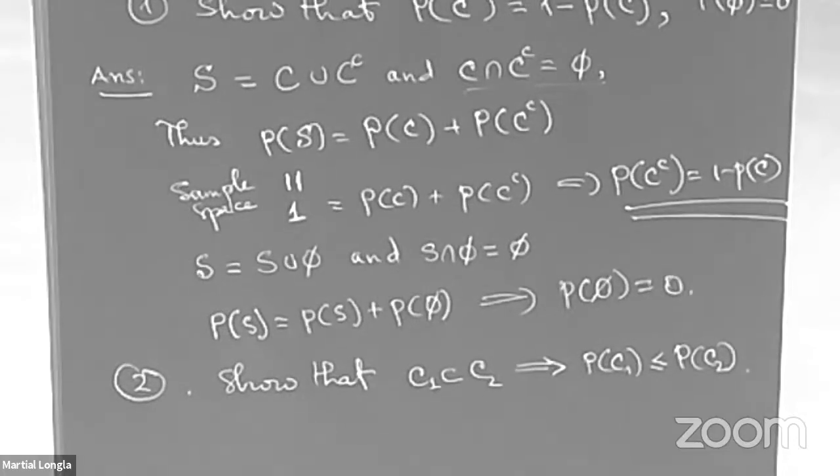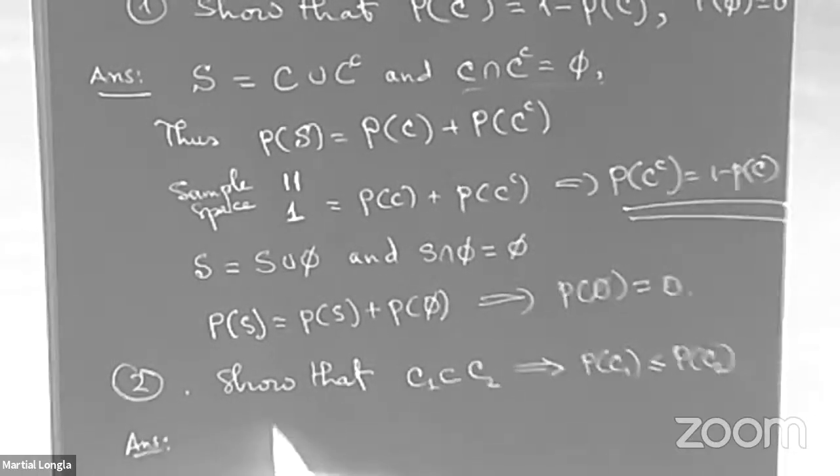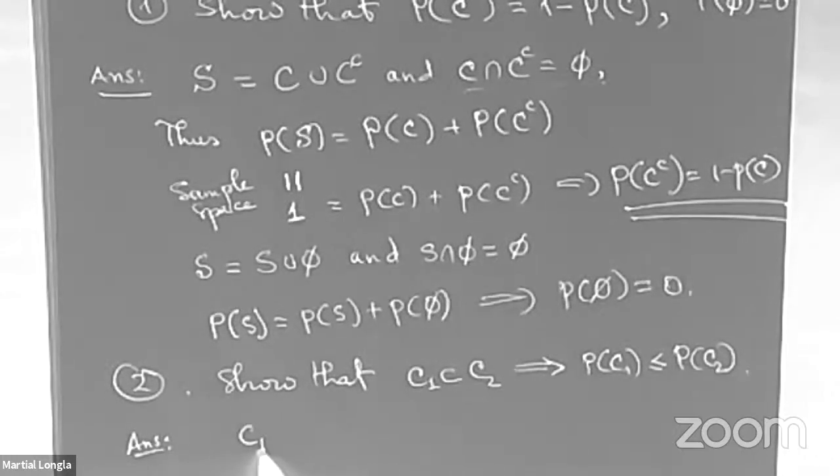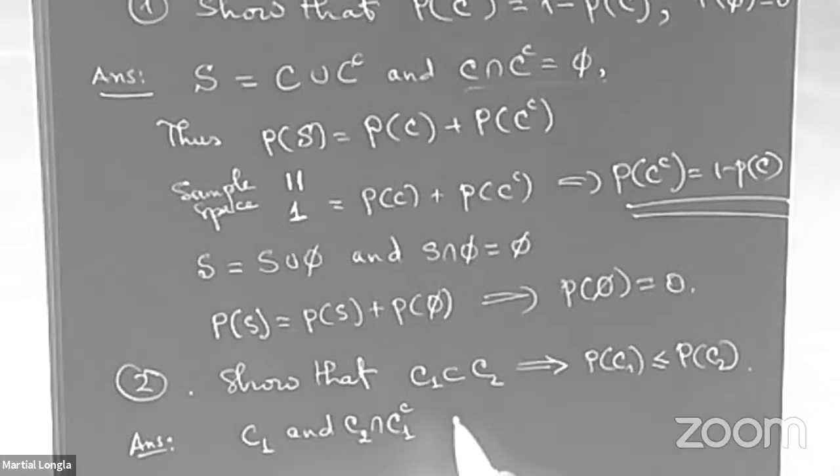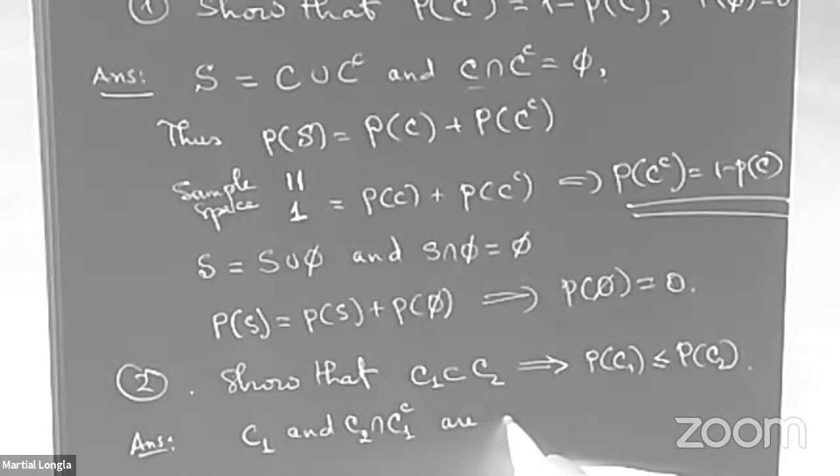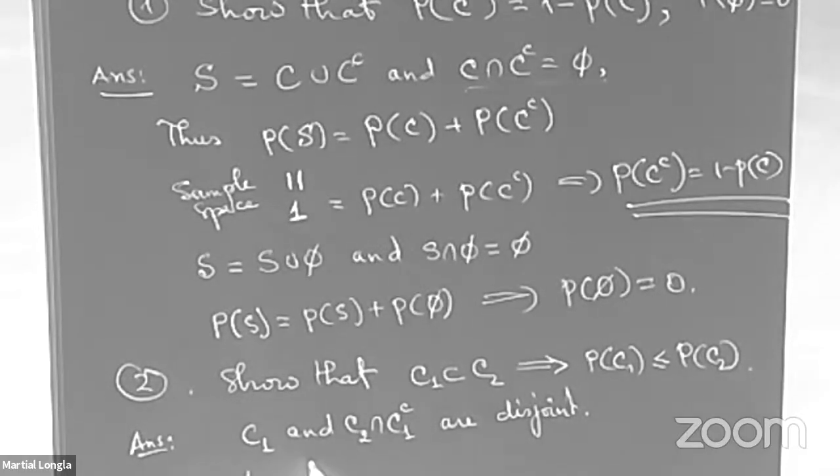So here we can create, to answer this question, say C1 and C2 intersection with C1 complement. Have this joint, which means that their intersection is empty, right? And C2.